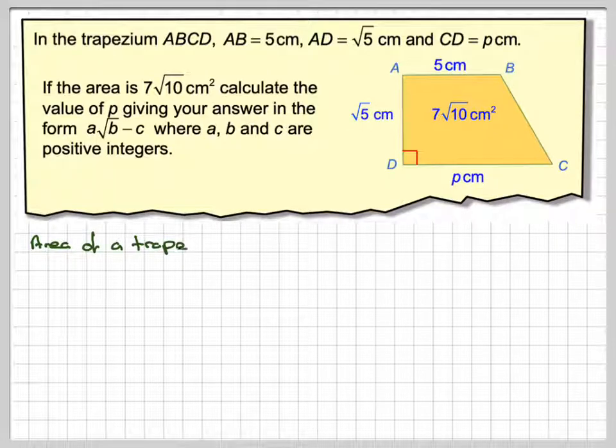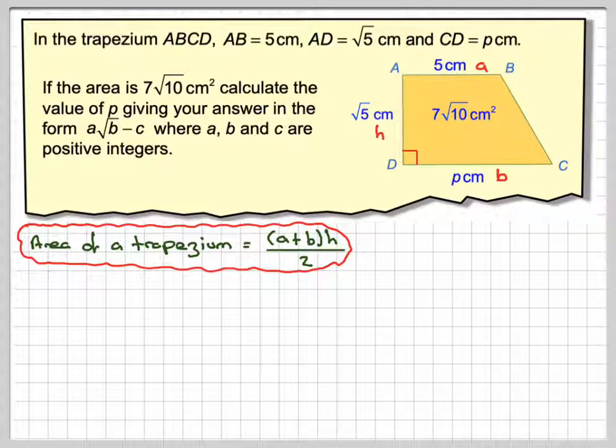So what we need to do in order to do this one, we need to know the area of a trapezium is that you add together the two parallel sides, you multiply by the perpendicular height and divide by 2. So putting that information in, A is 5 plus B, which is P, which we've got to find, times the vertical height, which is root 5. We have to divide that by 2, and we know that the answer is 7 root 10.